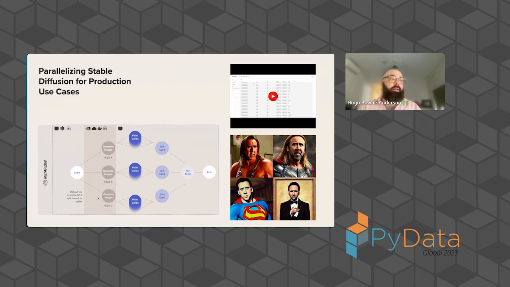for production use cases. And these are types of DAGs I was talking about recently, where you upload the model to S3, then you generate images in different styles as here, then you join the styles, and you can see we're using Hugging Face and Docker and NVIDIA GPUs and that type of stuff there.